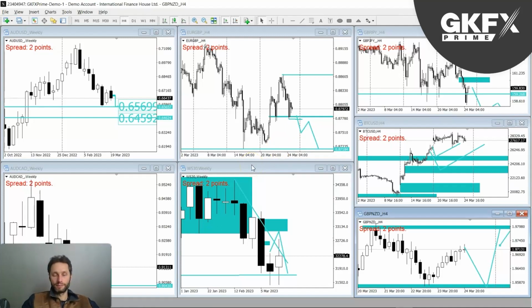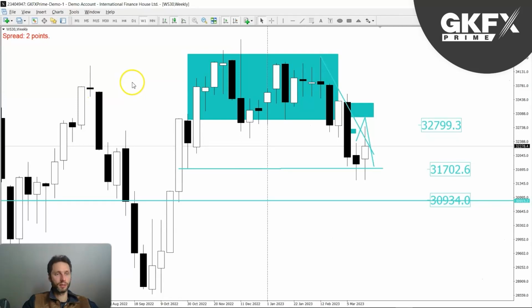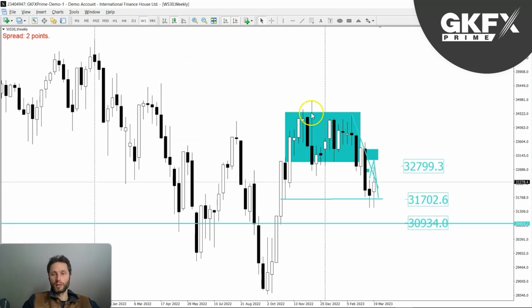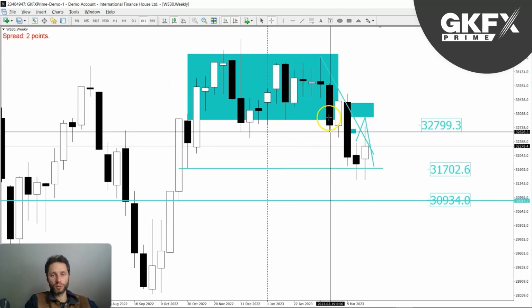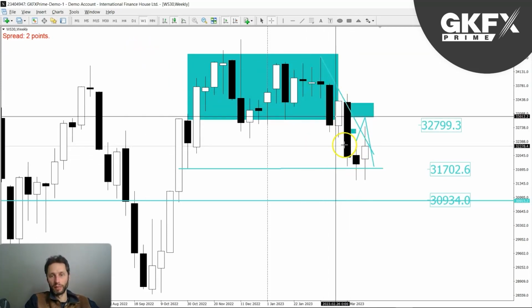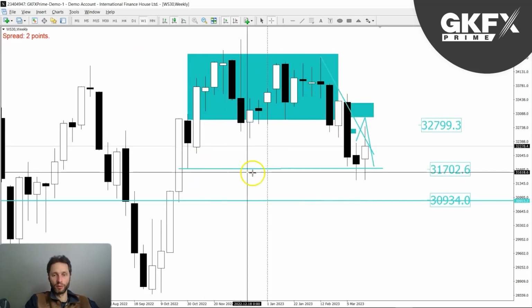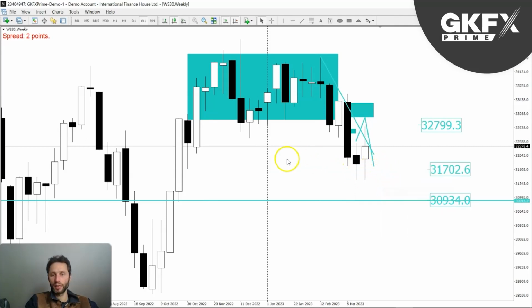Right, move on to the next one, shall we? And the next one is WS30, Wall Street 30, or Dow, whichever name you want to give it. And here we are, something we've been looking at previously. We've got previous weeks of bearish price action. We've broken this low. I was looking for the market to reach this low. We've now reached it, and looking for the continuation to the downside.